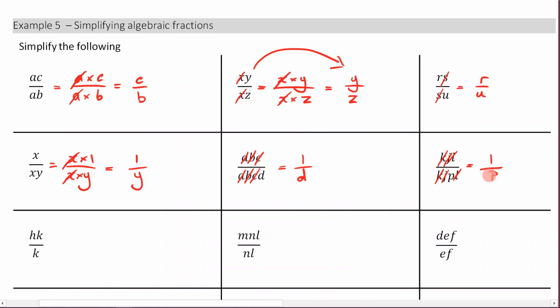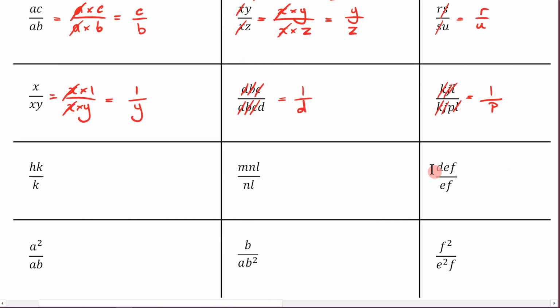That's right, a 1. Always a 1. You're not just going to have nothing in your numerator. Okay, let's come down here now. These are all similar. What we can do here is cancel this k with this k, in which case I'm just going to be left with an h in my numerator.